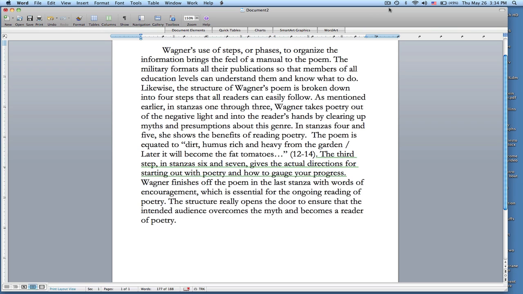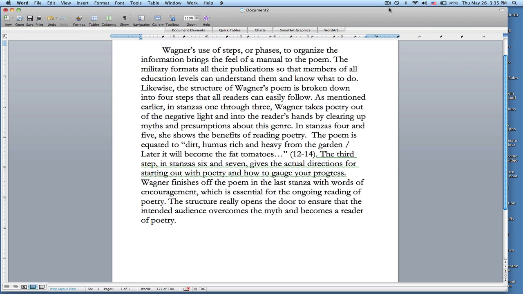Now he moves into the transition. He uses that nice transitional word, likewise. Likewise, the structure of Wagner's poem is broken down into four steps that all readers can easily follow. So that's a nice transitional sentence that's getting us into Wagner's poem. As mentioned earlier, that's a nice phrase to have because you don't want to overuse it in your paper, but sometimes it can help remind the reader that you addressed this earlier.